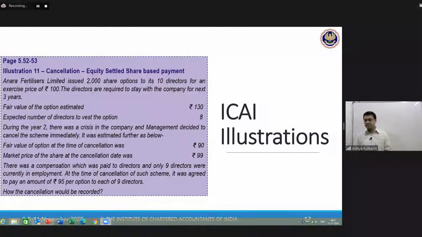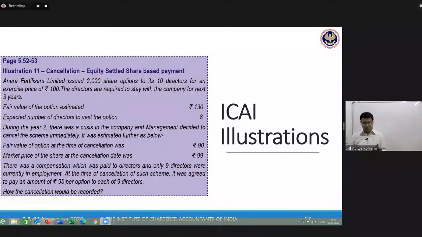There was a compensation which was paid to the directors and only 9 directors were currently in employment. At the time of cancellation of such scheme, it was agreed to pay an amount of 95 per option to each of the 9 directors. See now, I told you, you are first expecting only 8 employees will be there. But now on the date of cancellation, 9 employees are actually there. So all the 9 employees will be liable to get a compensation. So that is how you will be recording.